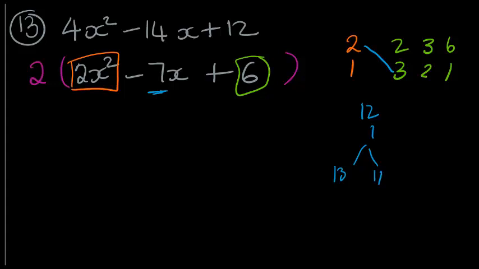2 and 3 gives me 6. 1 and 2 gives me 2. So if I add them, I get 8. If I subtract them, I get 4. That's not what I want. So this option is not going to work.